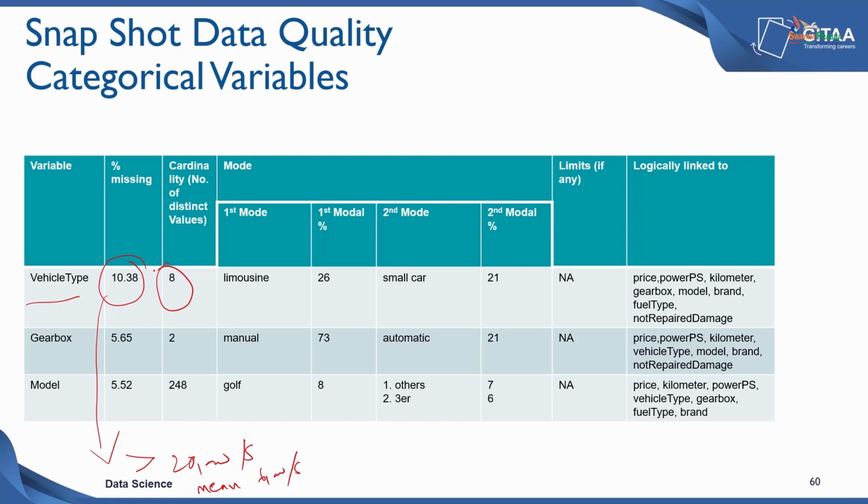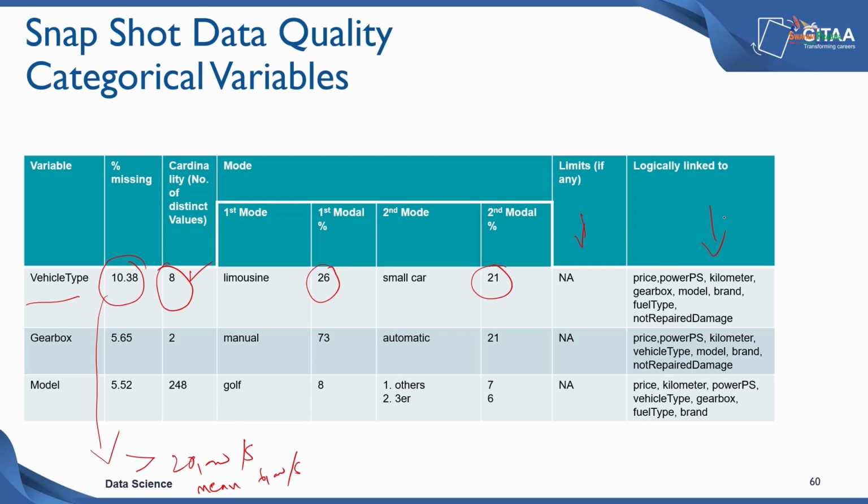Cardinality: there are 8 vehicle types. So do I want to reduce it? That's the kind of decision that you want to take here. You get the first mode, you get the second mode, you can also have a third mode. If you find data sets where there are too many categories, you want to get multiple modes. Again, look at limits, so values that it can take, values it cannot take, and logical linkages.